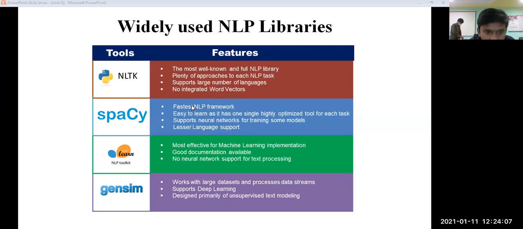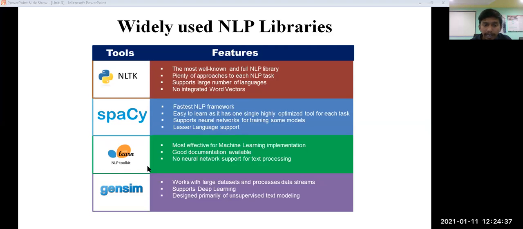And NLP toolkit, that is with respect to your learn, is one library which is used with respect to your NLP. And you can see the last one, that is Gensim, is one important library or tool which is used with respect to your NLP development. Okay, so these all are basically like how you have seen your machine learning concepts. The same concepts can be directly downloaded with respect to your NLP subjects.